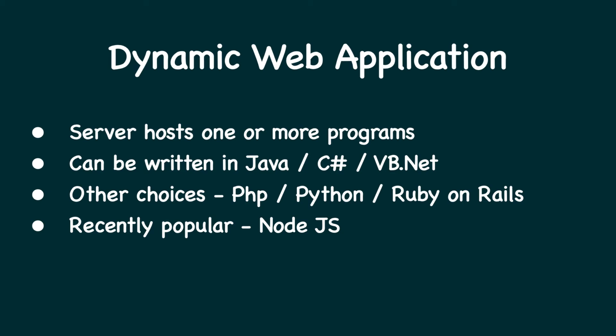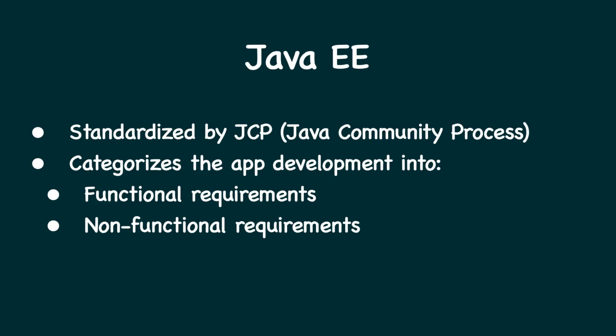To make things easier, the Java Community Process, or JCP, standardized the way a developer can develop web applications, because a web application has many requirements.